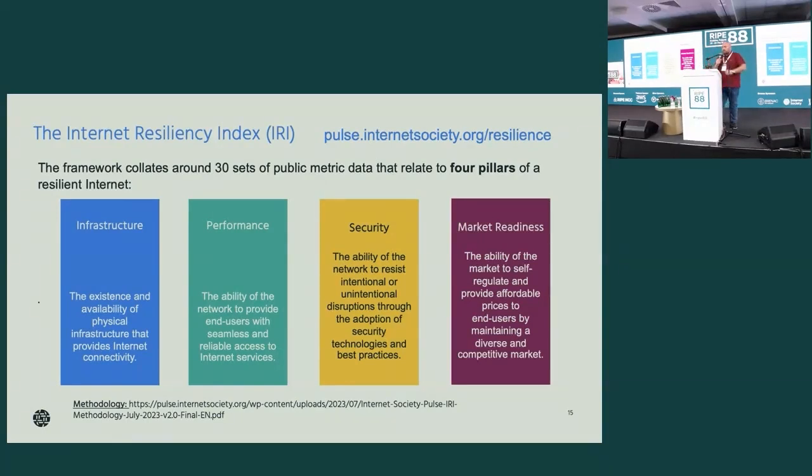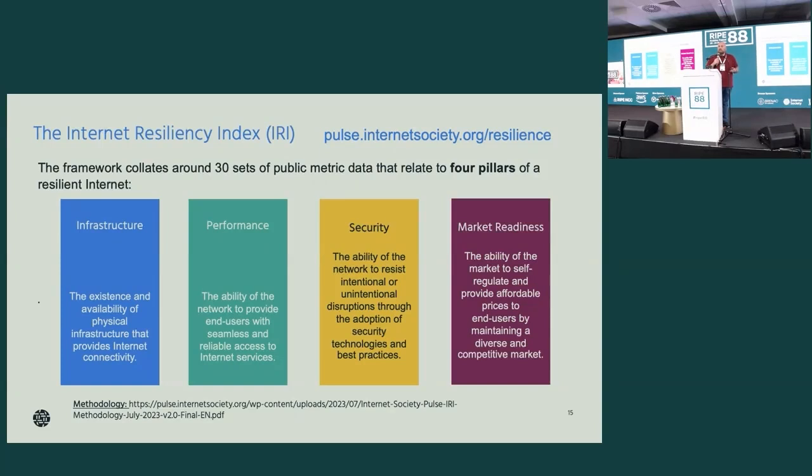within these pillars. The first pillar is the infrastructure, which looks at the existence and availability of access. As simple as that. The second one is the performance, the ability of the network to provide users with reliable access to the internet.